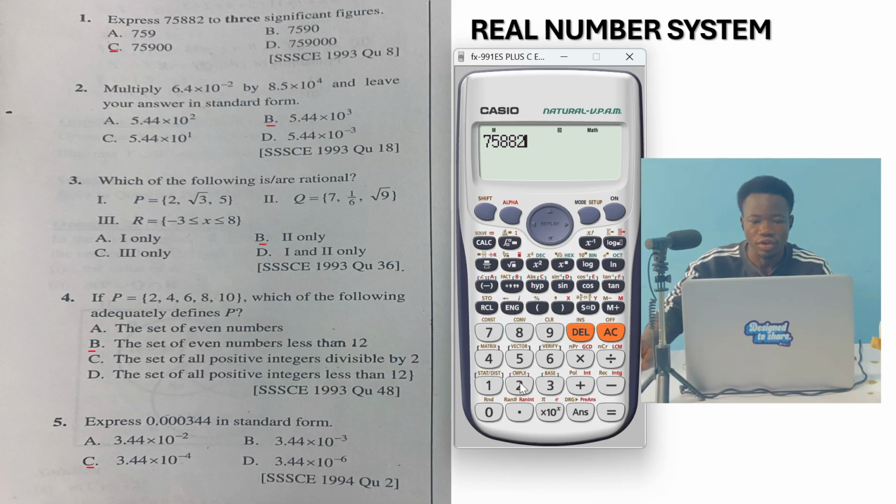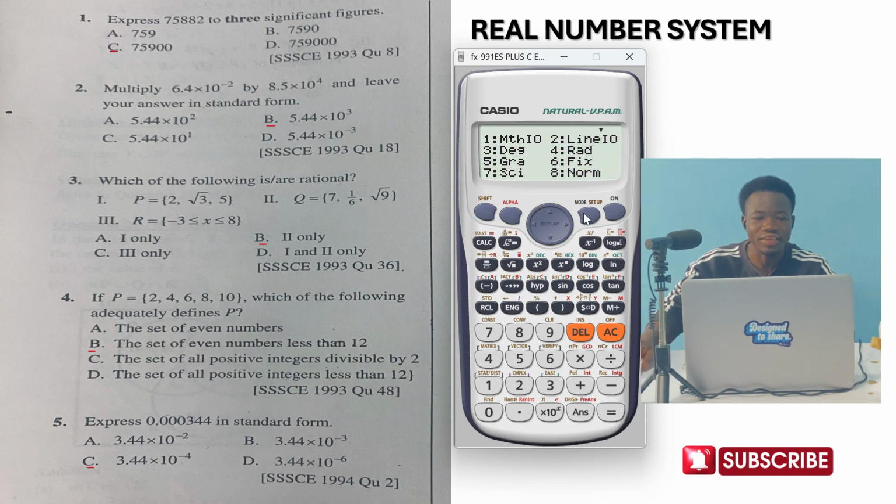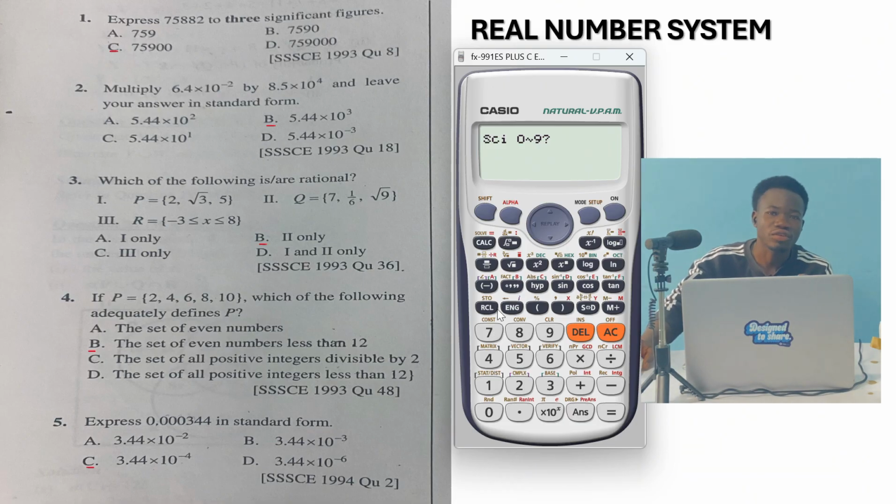I'm going to key in 75882. Then you press the equal sign. So here is the question that we have keyed inside. All you have to do now is to use the SCI mode of the calculator to determine the three significant figures. So you press shift and then mode. You can see 7 here, SCI. So you press 7. Then you choose the number of significant figures to convert to. I'm going to choose 3 significant figures.